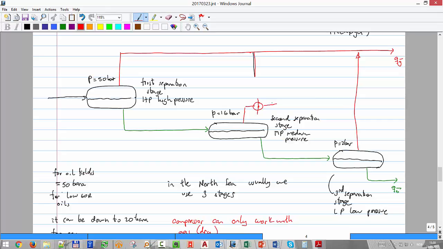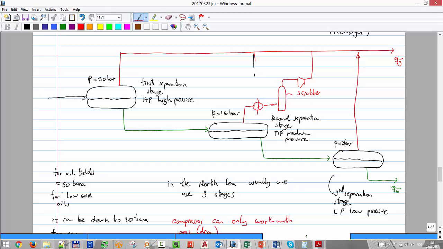Then I have already in this stream, I think that I will have some liquid in that fluid, so then I will put a container called a scrubber. It's like a vertical separator, and only then I take it and put it in the compressor.